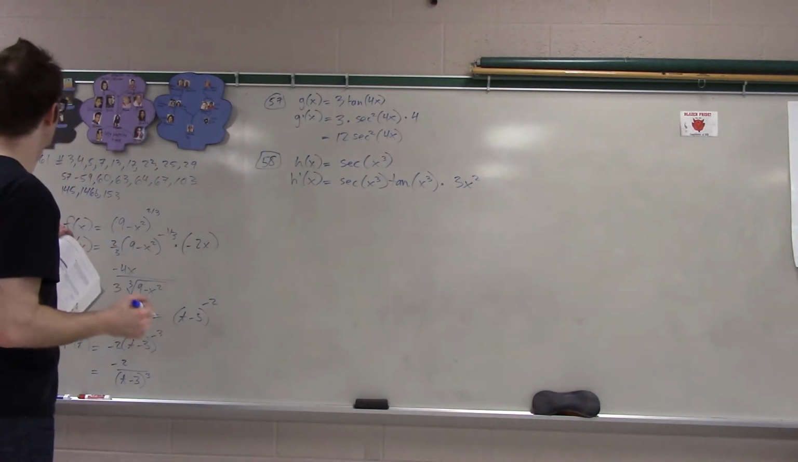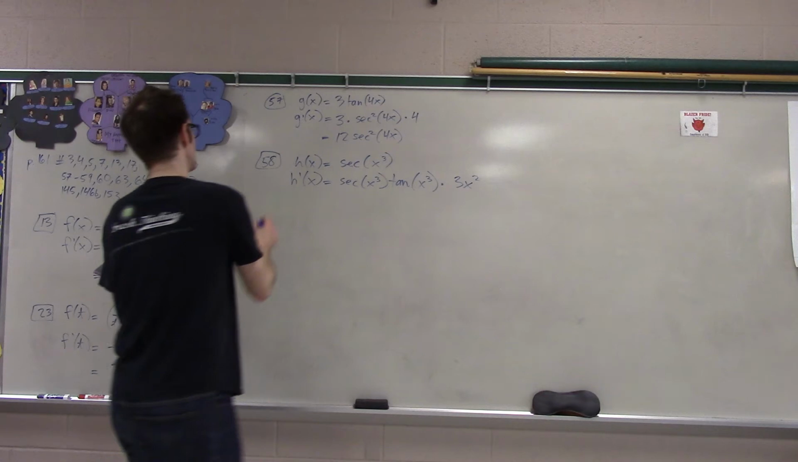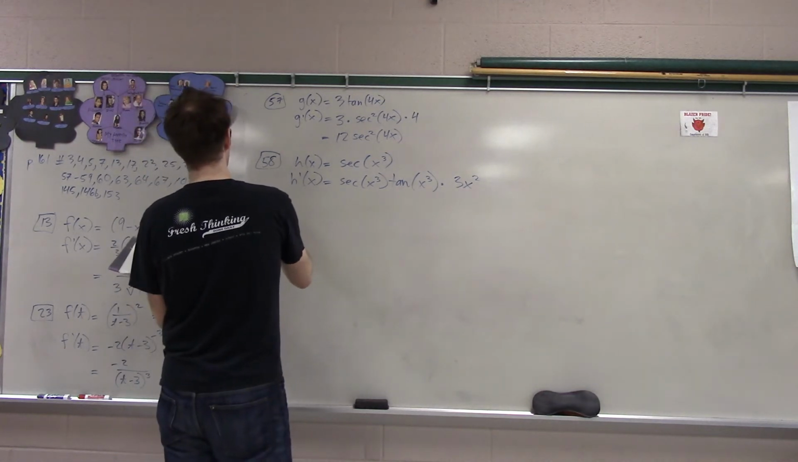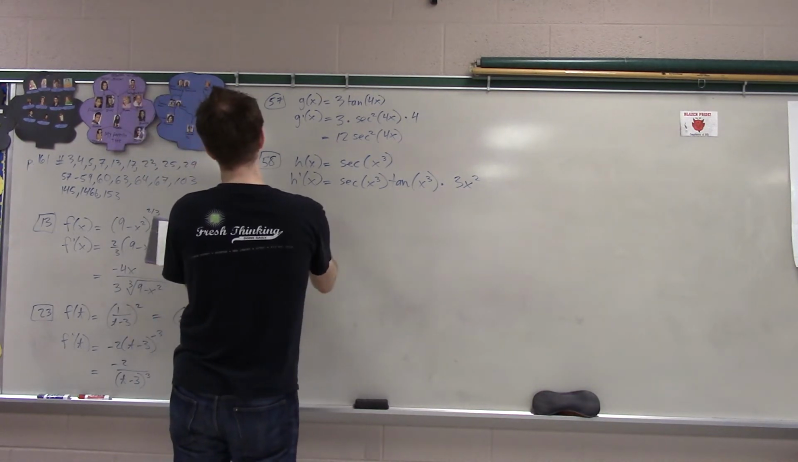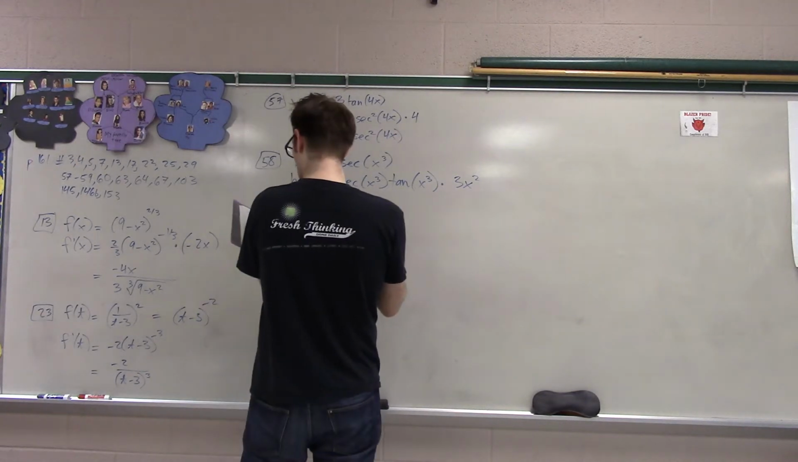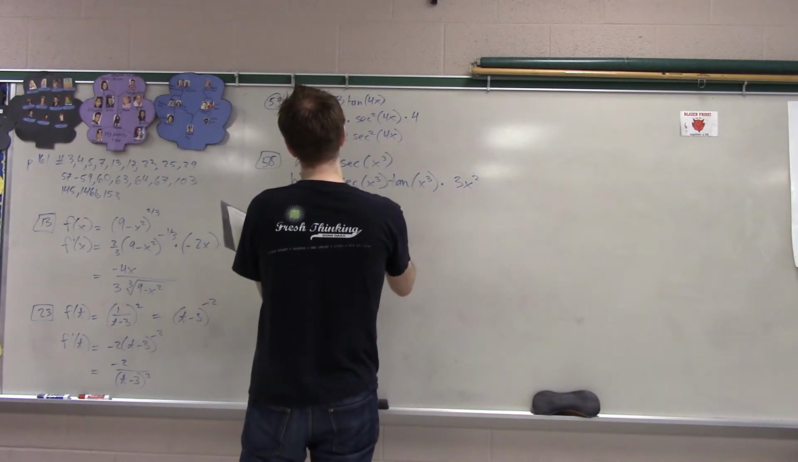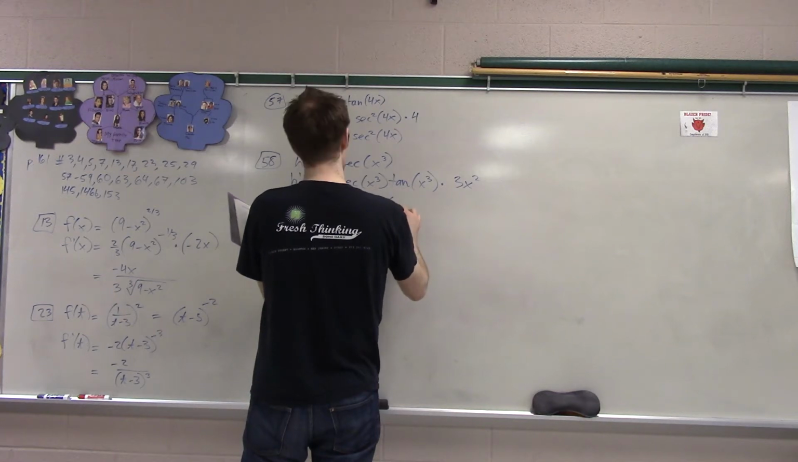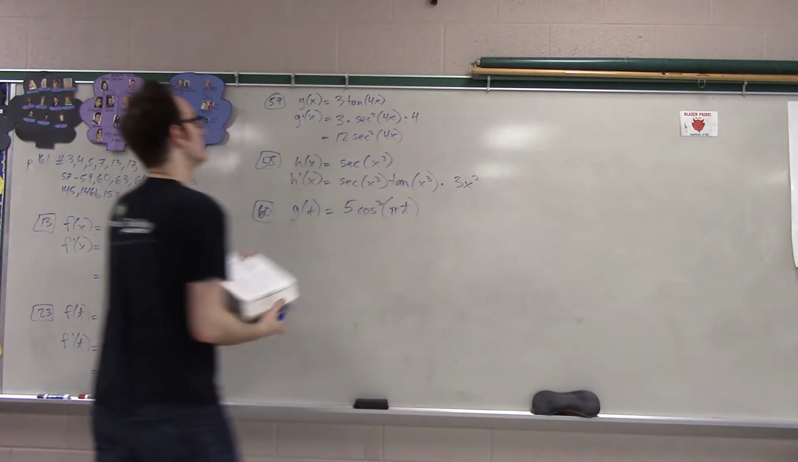Again, these problems, once you get it, are not that hard, but I don't know, they do present some confusion, especially if you're not thinking about it correctly. All right, here's a hard problem because it's like one of those triple situations. G of t is 5 cosine cubed pi t.